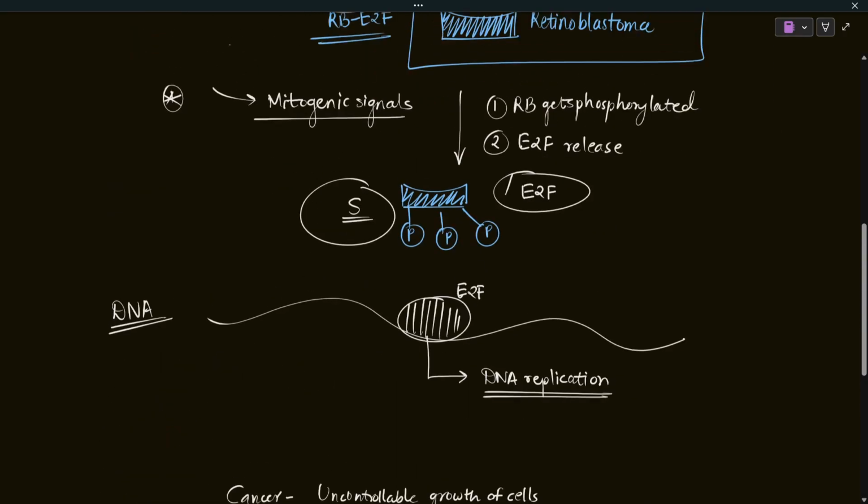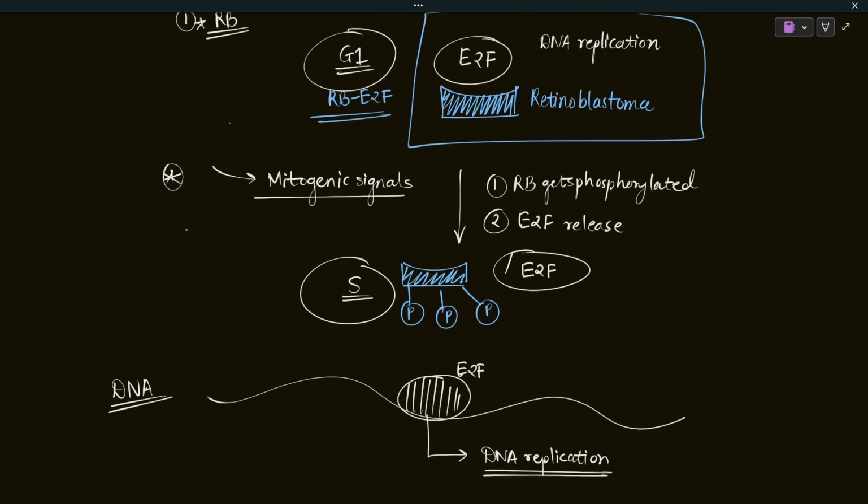When I discuss mitogenic signals, there are actually two factors, two CDK complexes that make this transition from G1 to S possible. The first complex is known as the CDK4/6 and cyclin D complex, while the second is the CDK2 and cyclin E complex. Both of them are very important for the transition of G1 phase to S phase.